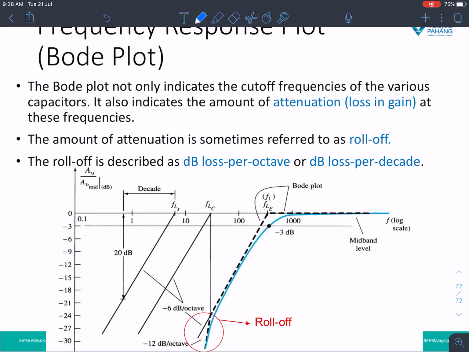Okay, when it breaks, it becomes actually the first line here. This is the first line. The first line is 20 dB per decade, and when the roll-off happens, the loss here, this line is 40 dB per decade.